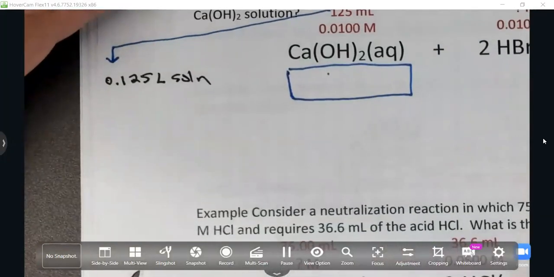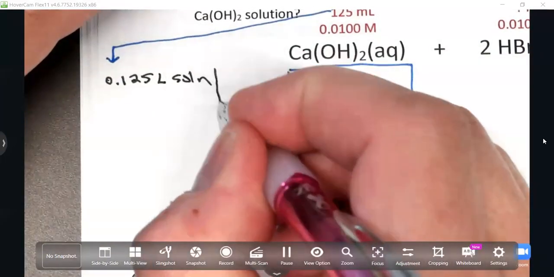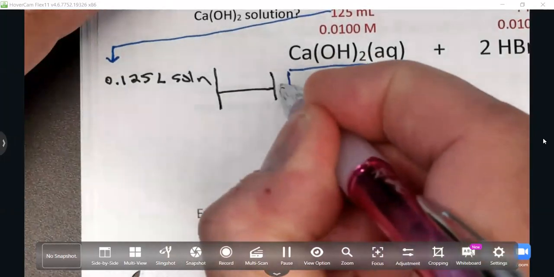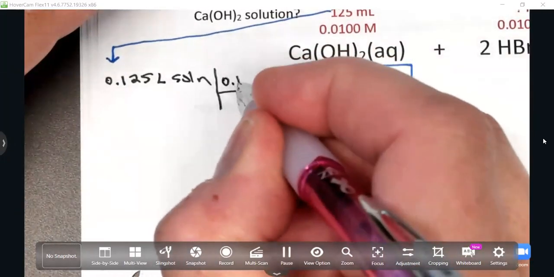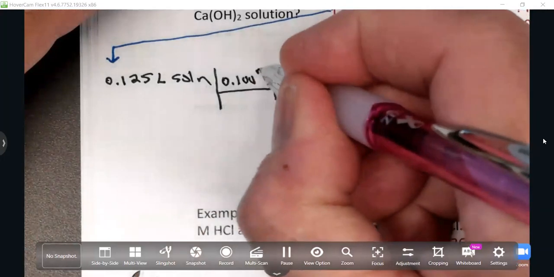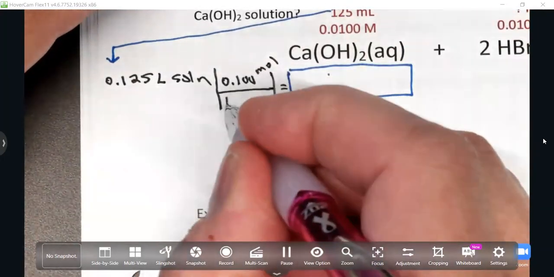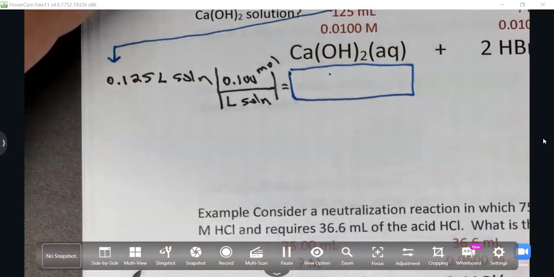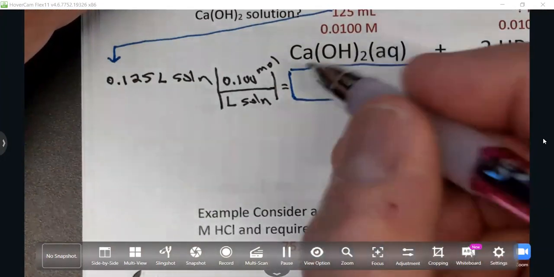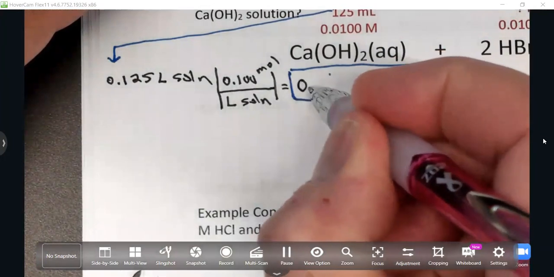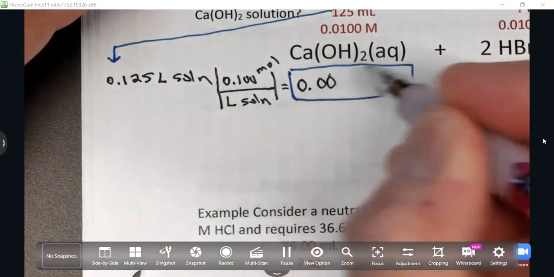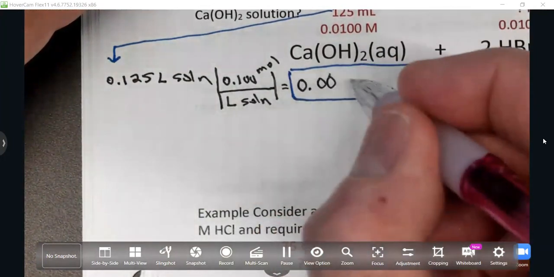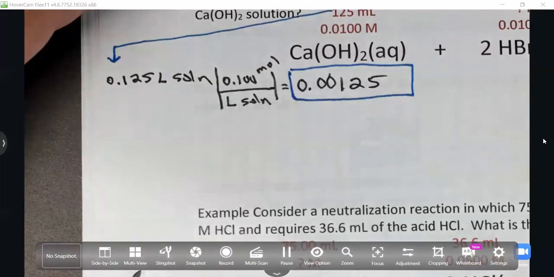So this is 0.125 liters of solution. And the molarity is 0.1 mole per liter of solution, right? So my moles here is 0.00125.